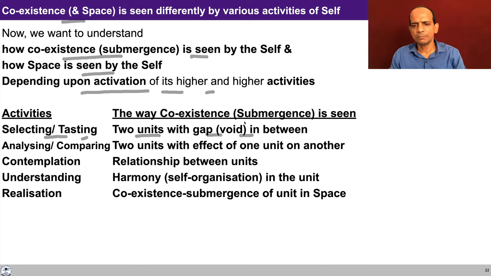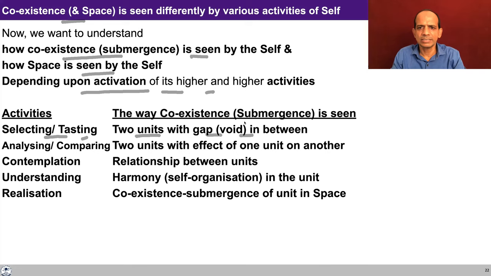Now this is something that we have been observing. We are able to make out two units. How do we make out? Through the gap, the space available between. So how do we make out the units as two? By being able to see the gap, that is void, in between.